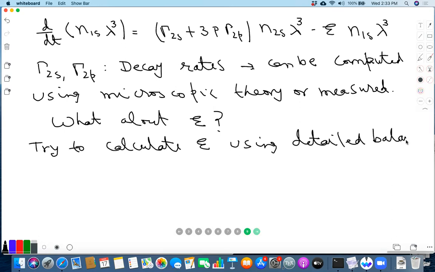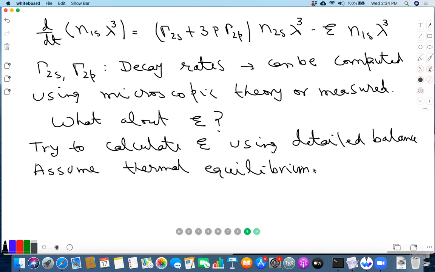Namely, assume thermal equilibrium, and set dN1/dt equal to 0. In thermal equilibrium, lambda is equal to a constant, no change. Set dN1/dt equal to 0, and then that will give E.